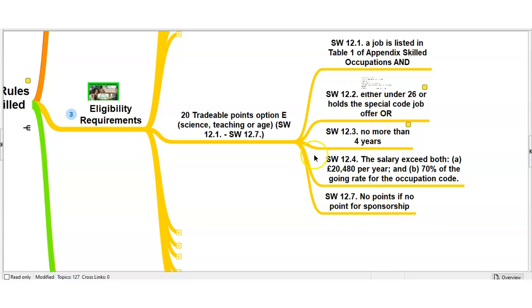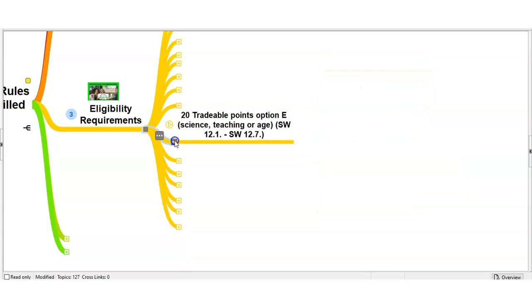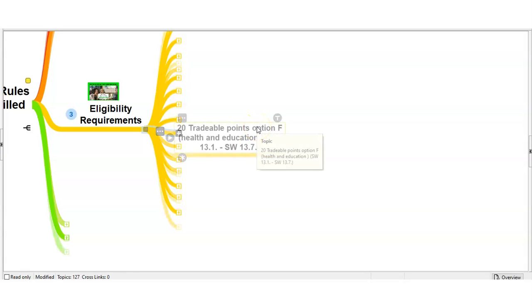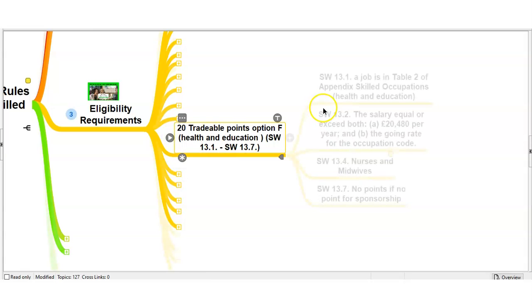So the salary will need to be at least £20,480, and the going rate will need to be at least 70%. So that was our option E. Let's go further to option F, which I called the health and education option.